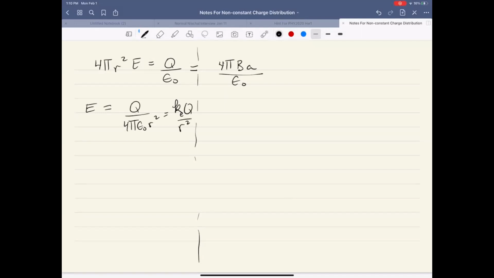Now, I could also write it in terms of B. If I do that, it would be E is equal to 4 pi BA over epsilon naught times 1 over 4 pi r squared. The 4 pi's would cancel, right? And then I would end up with BA over epsilon naught r squared. So the electric field could interchangeably be written in either of these two ways and still be correct here, okay? So that's my electric field. So I've done what the problem asked me to.